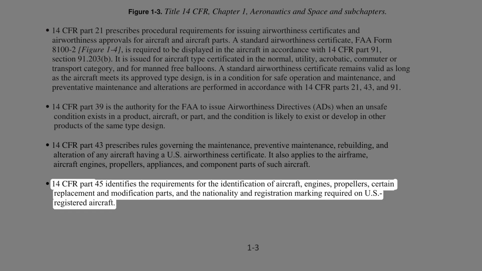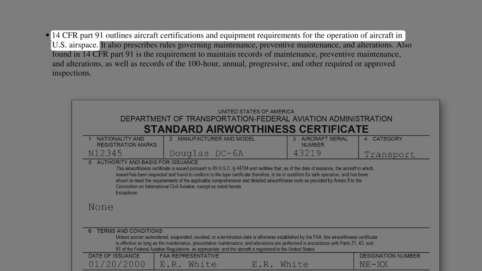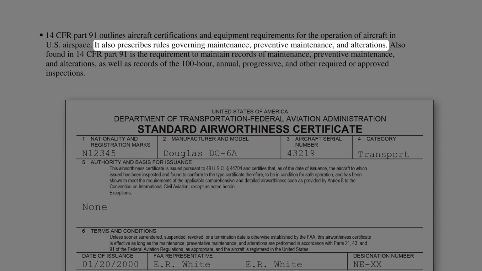14 CFR Part 45 identifies the requirements for the identification of aircraft, engines, propellers, certain replacement and modification parts, and the nationality and registration marking required on U.S. registered aircraft. 14 CFR Part 91 outlines aircraft certifications and equipment requirements for the operation of airspace. It also prescribes rules governing maintenance, preventive maintenance, and alterations.